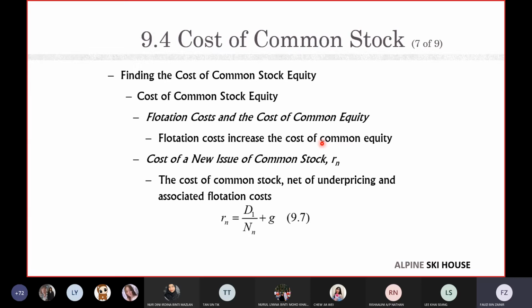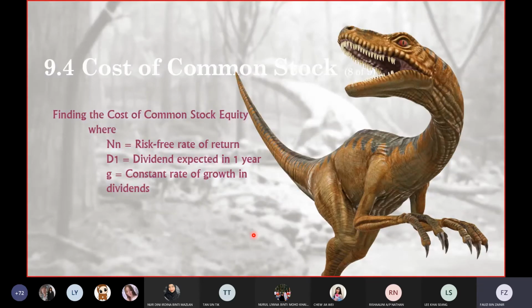You have to pay for all those marketing costs, again, for the issuing, all the postage costs, and so on and so forth. So therefore you need to modify the formula, so you have this net proceed here.